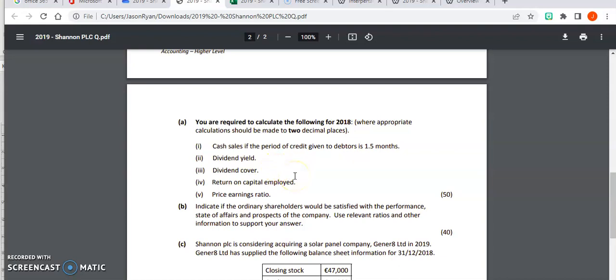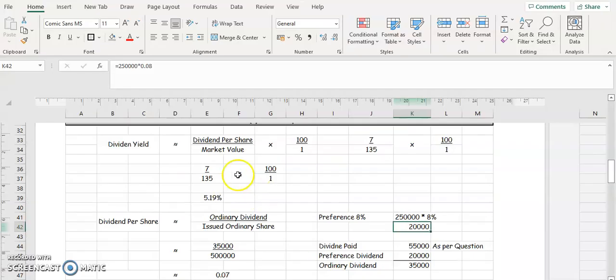Okay, so let's have a look at the dividend cover or the dividend yield, part 2 for 2019, Shannon ratio question. So just looking at part A. So the dividend yield, and the formula that you need to know for the dividend yield is the dividend per share divided by your market value.